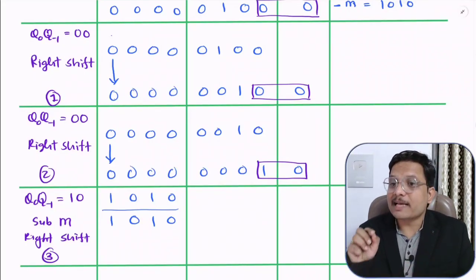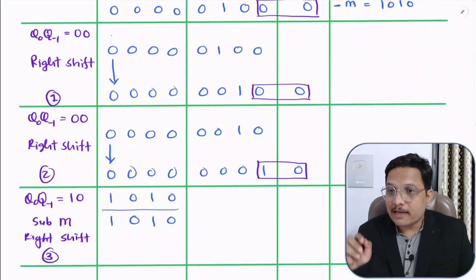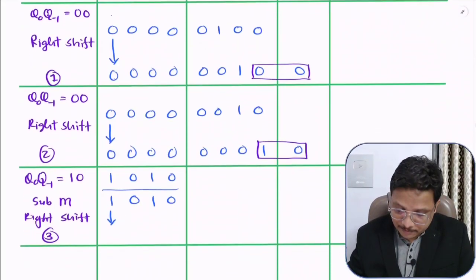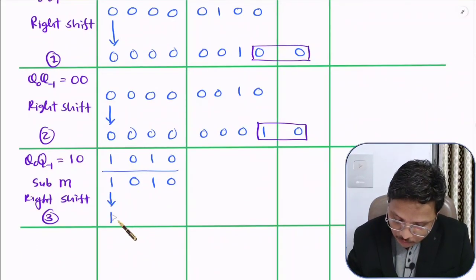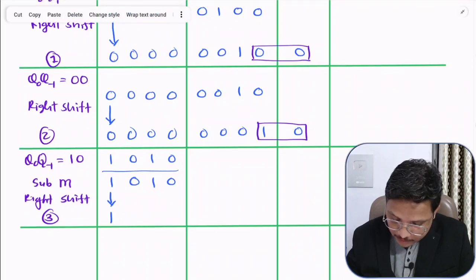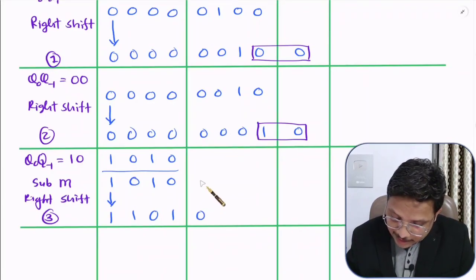Right shift means I need to shift these bits by one bit towards the right side, right? How? You see, I'm just copying the first bit as it is. Then I need to write this 1 over here. Then I need to shift all these bits by one bit towards the right side. So this 1 will come here, this 0 will come here, this 1 will come here, this 0 will come here.